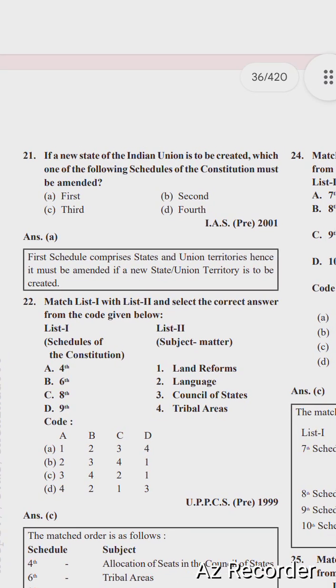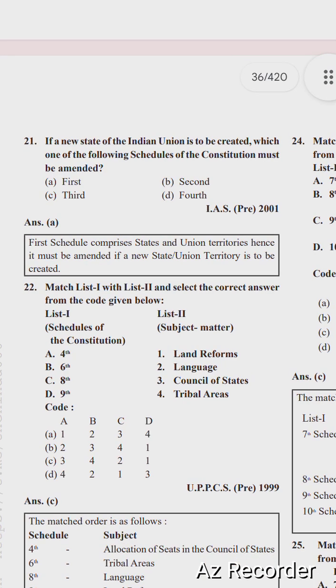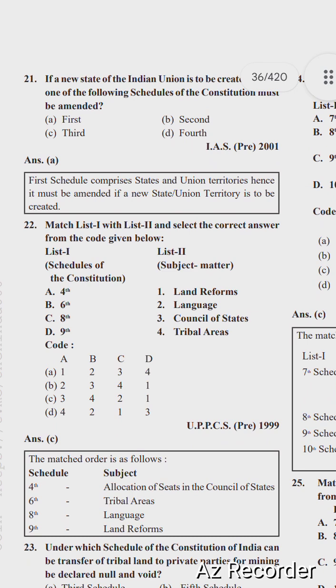So next question is, if a new state of the Indian Union is to be created, which one of the following schedules of the Constitution must be amended? Options are first, second, third, fourth. Right option is option number A. The first schedule comprises states and union territories, hence it must be amended if a new state or union territory is created.